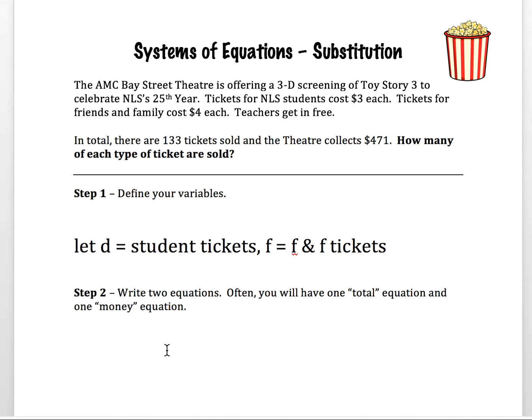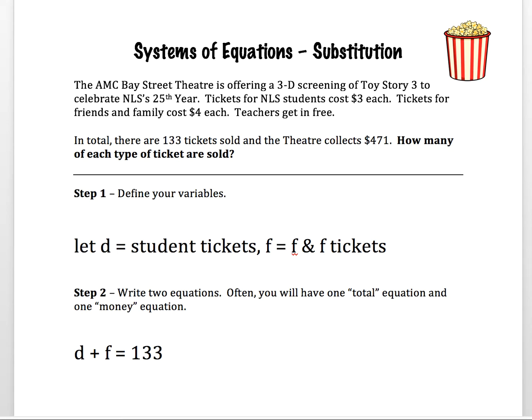Step 2, write two equations. Often you will have one total equation and one money equation. The total equation is the fact that there are 133 tickets sold in total. Nothing about the price of the tickets, just 133. So if we add the student tickets and the friends and family tickets, we'll have 133 tickets. We know that's true. We also know the theater collects $471. So this does have to do with the amount of money each ticket costs.